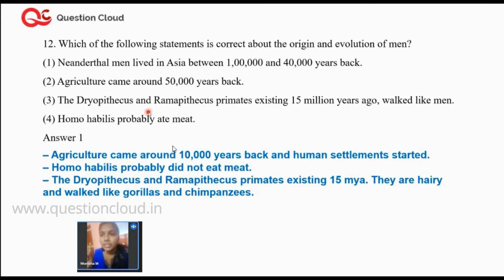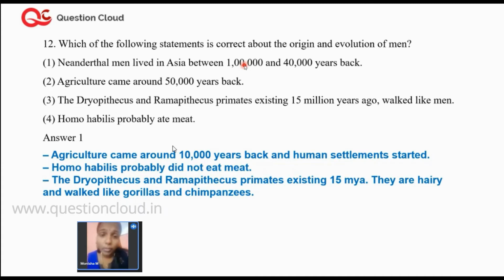The first option is Neanderthal men lived in Asia between 1 lakh and 40,000 years back. So when you convert this into millions, anybody, how can you convert this into million? How do you convert 1 lakh into million? How many millions is 1 lakh? What is 1 million? 1 million is 10 power 6, right? That is, 10 lakhs is nothing but 1 million. So 1 lakh is equal to 0.1 million.